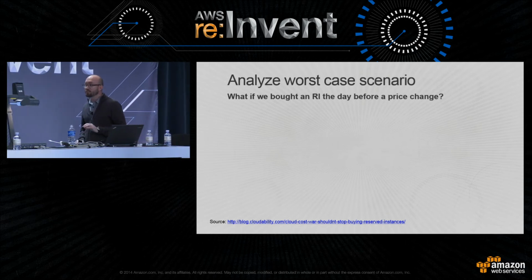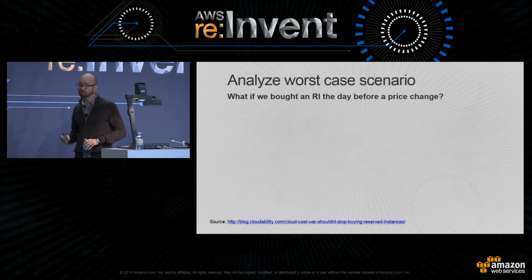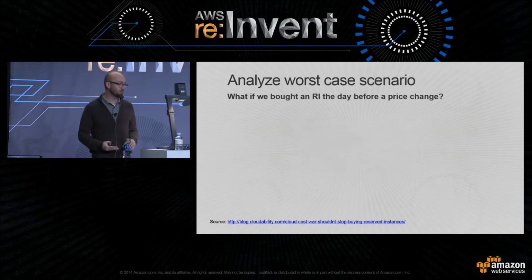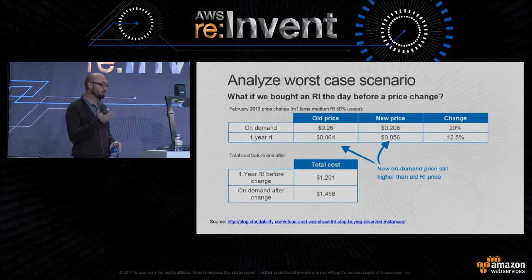So let's look at the worst case scenario, and this is everybody's fear. What if I bought an RI and literally the next day Amazon lowers the price? Well, the reality is we've done the analysis on this too. And we went back to February 2013 just as an example because it represented a typical price drop. The new on-demand price is still higher than the old RI price. So even if you buy and they lower the price the next day and you've got horrible buyer's remorse, it's still cheaper to lock in an RI as quickly as you can.